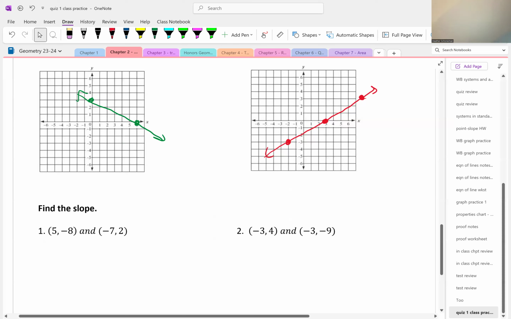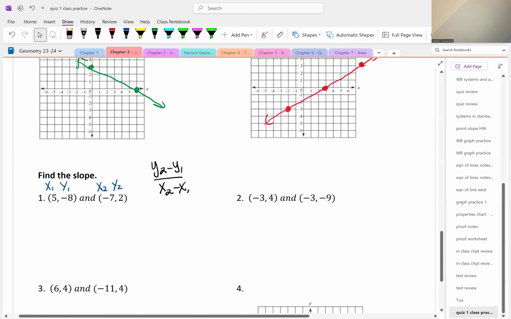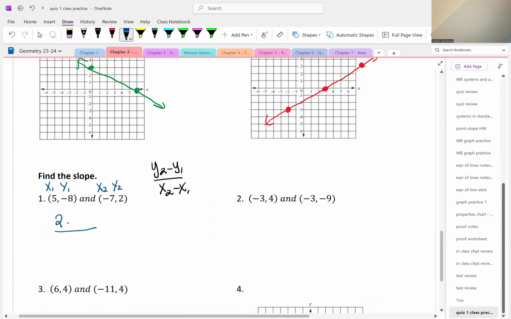Okay, finding the slope. When you have 2 points, it's going to be y over x. And in our points, remember, this is x1, y1, x2, y2. So we're finding the slope. y2 minus y1 would be 2 minus -8 over -7 minus 5. Well, minus a negative is plus a positive, so I get 10 over negative 12. Always reduce your slope to get full credit, so we get negative 5 over 6 because I can divide them both by 2.